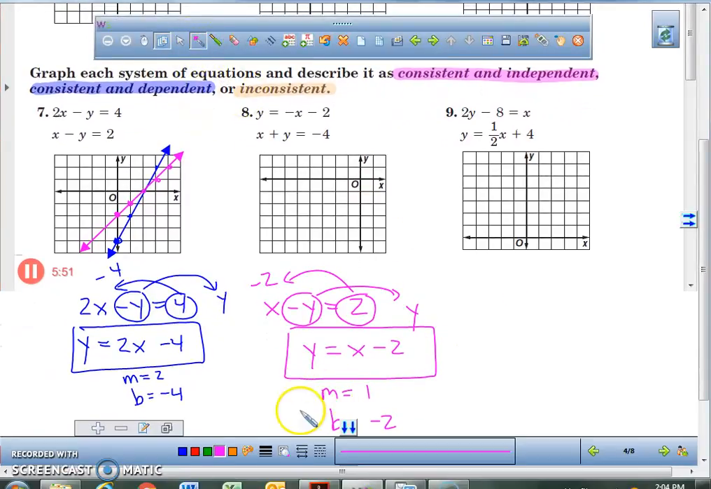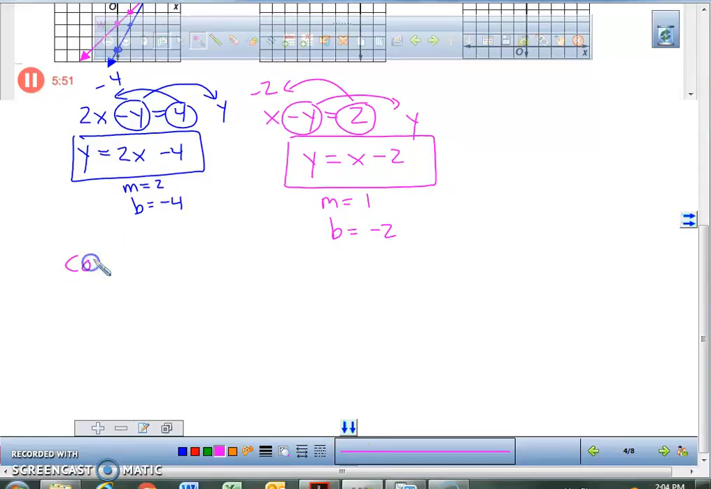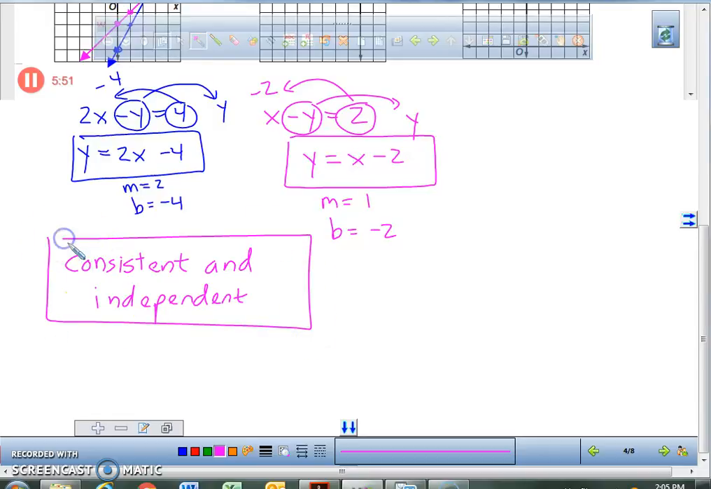Consistent and independent. Consistent and independent is correct because whenever you have 2 lines that cross, that's how we name them. So on your paper, after you graph them, you would write, Mr. DeVid, this is consistent and independent. There you go.